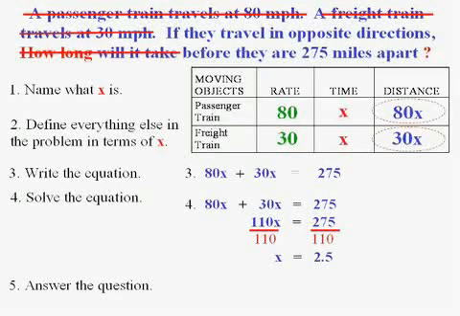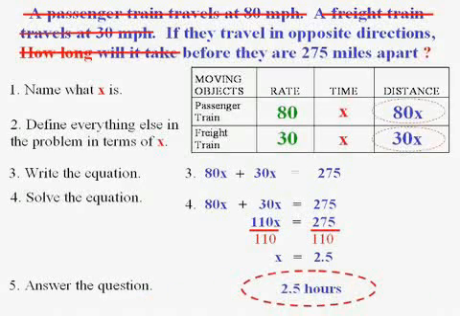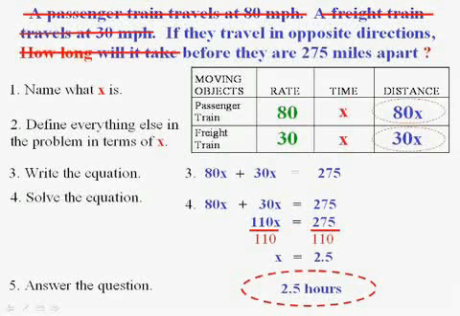I have to answer the question. The question is, how long before they're 275 miles apart? How long in time? Well, since the unit of time that we used was miles per hour, I know that the answer is 2.5 hours. And that's your answer. Note that whatever unit goes in is going to be the unit that comes out.